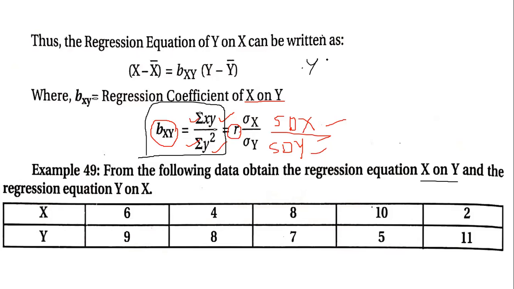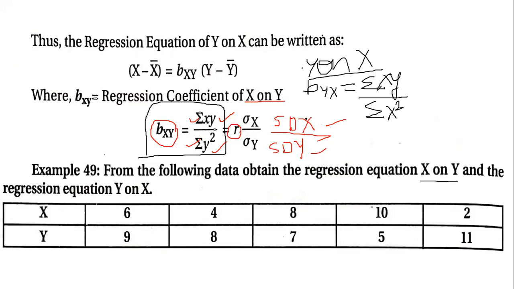Now for y on x, the formula will be like this: byx is equal to sigma xy, which will remain the same, divided by sigma x square. So this will be the formula for y on x. We are going to use this formula here, and then we will try to solve. Now we understood this is the regression coefficient. bxy is the regression coefficient.